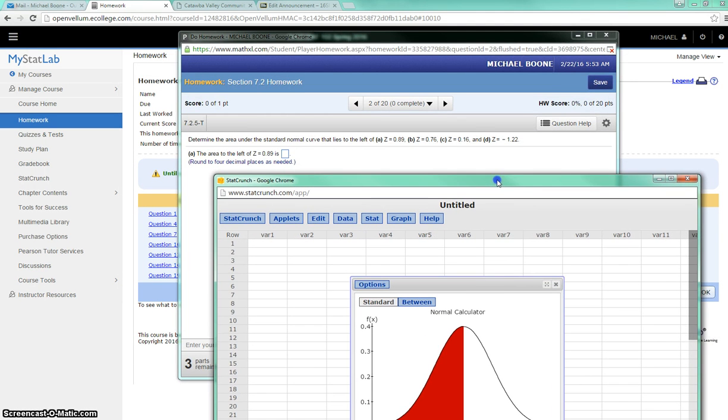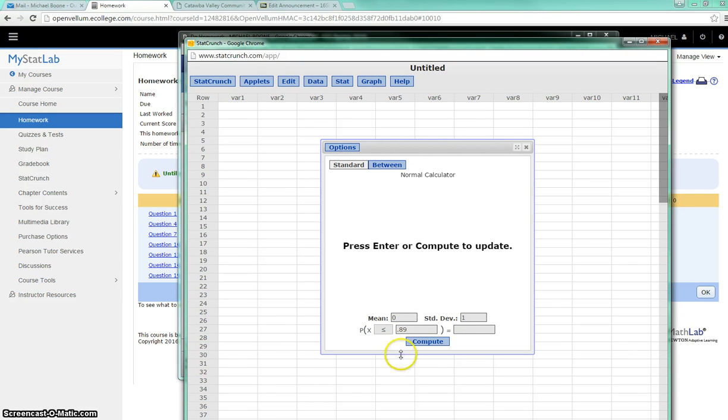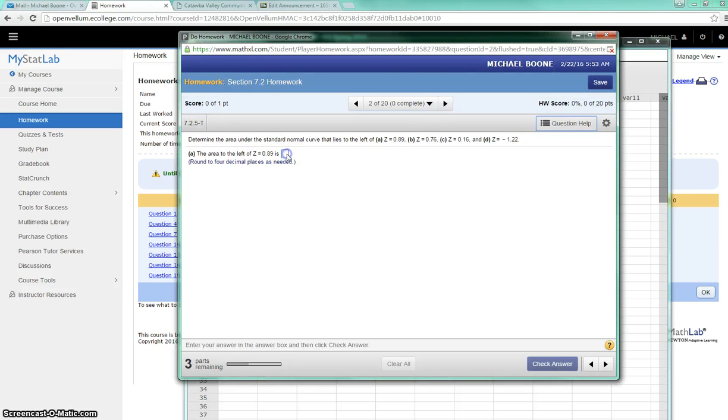So we can just put in the values that we're looking at. Area to the left of 0.89. So that's less than. We get a nice picture of what we're looking for, and then we get the percentage. So this is 81% of the people have a z-score less than 0.89. 0.8133 is what I get. Good job, right?